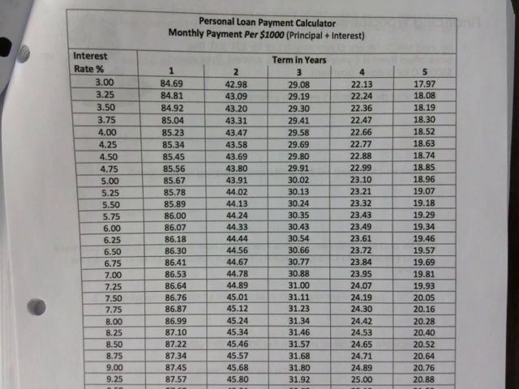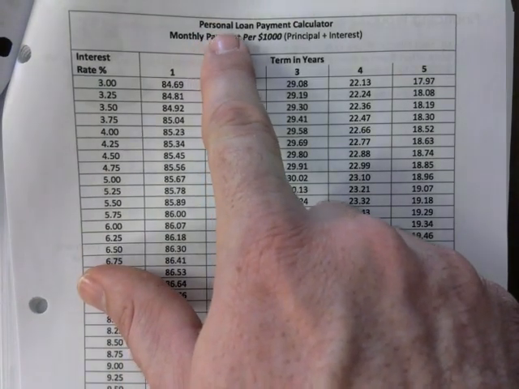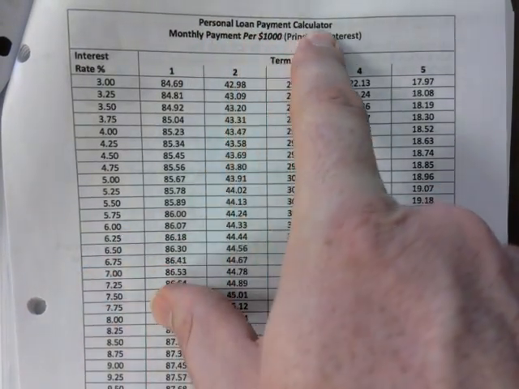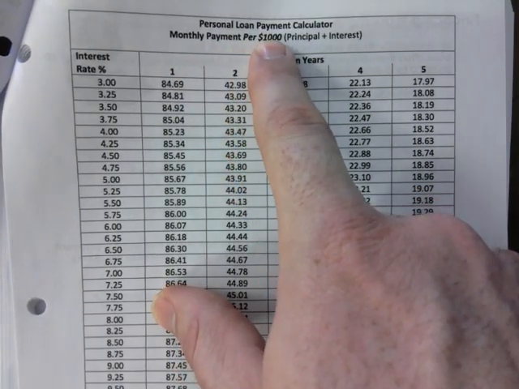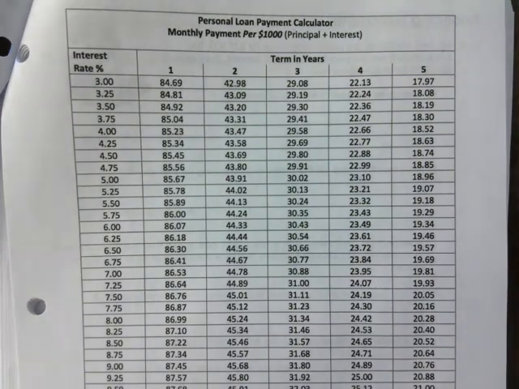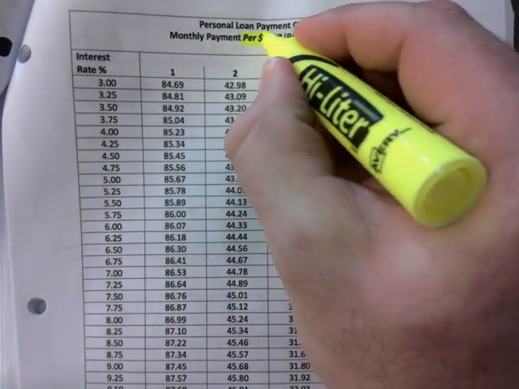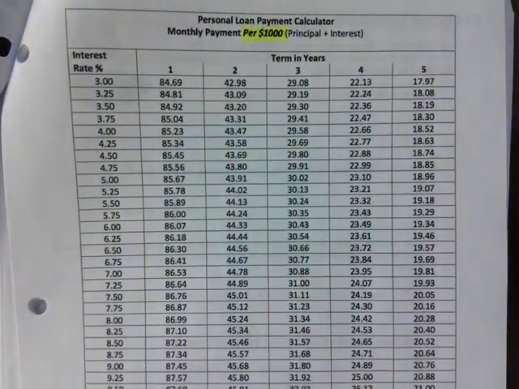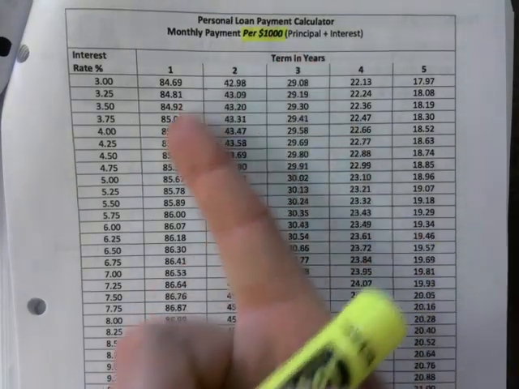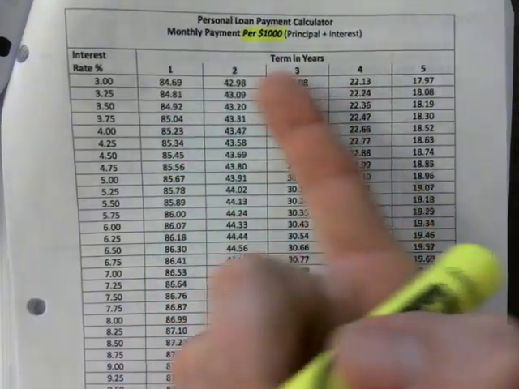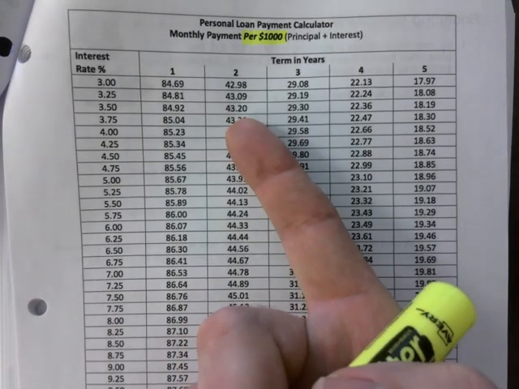Whoa, right? What does this table do? Well, it says it on top here, personal loan payment calculator. Watch what it says: monthly payment per $1,000. You can highlight that part. Per $1,000. This is on page 32. That's why we divide whatever we get here by 1,000, because this is per $1,000.